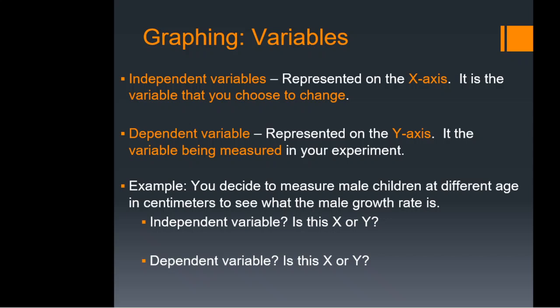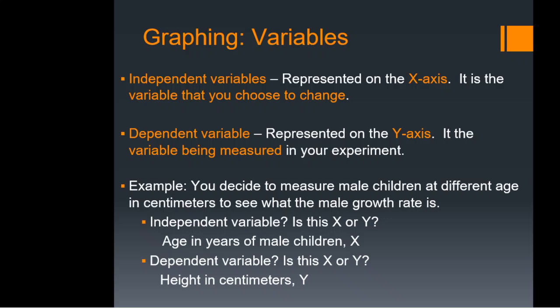Okay, hopefully you had some time to think about it. What would be that independent variable? What can I change? You can change the age in years of male children. I can choose different ages of children to measure, and so that would be my x. The dependent would be what am I measuring? Height in centimeters. So that would be my y.